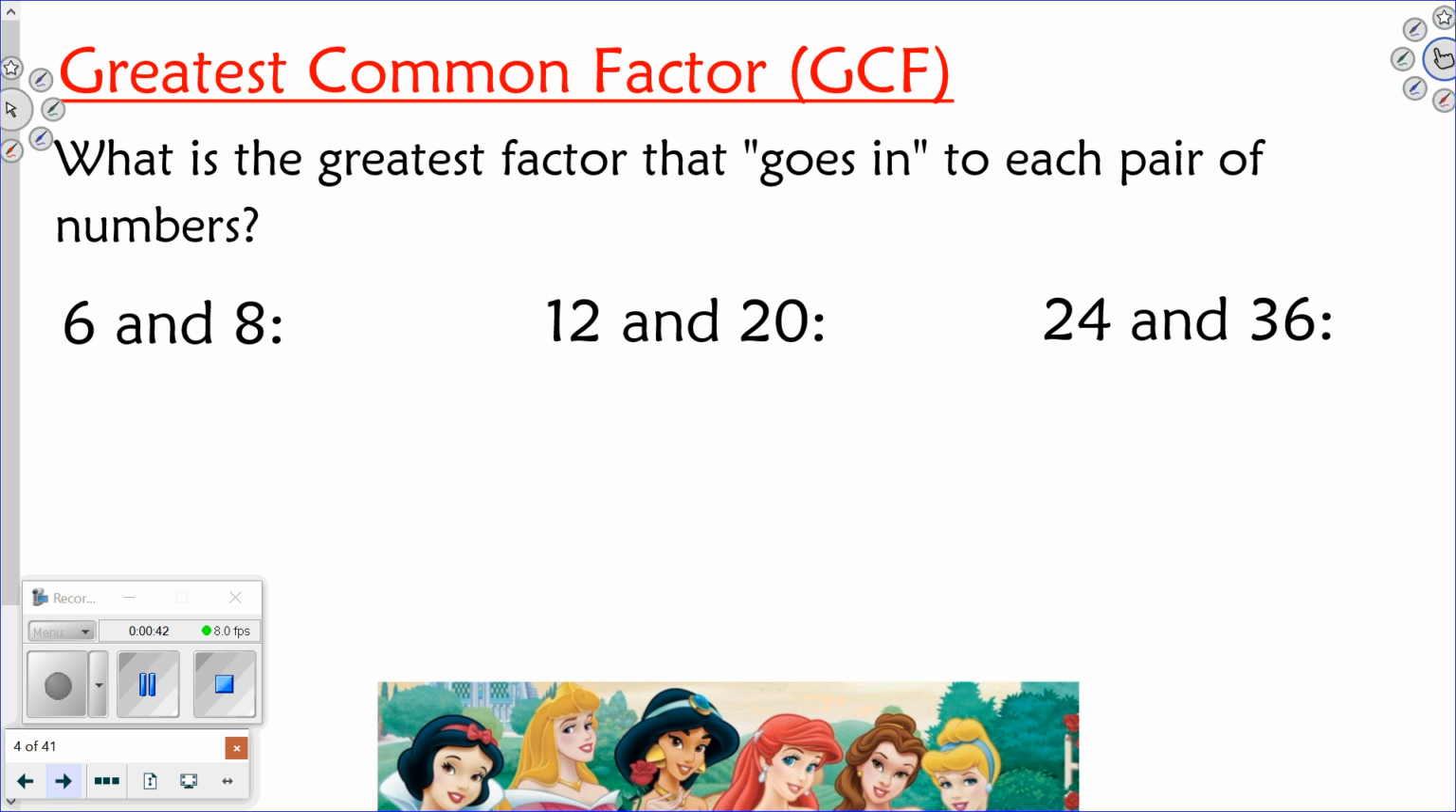So just talking first about what is a common factor. The greatest common factor is the biggest number that divides into both. So between 6 and 8, what is the GCF? It is 2. It's the only number that goes into both, right? What about between 12 and 20? 4. 24 and 36? It's 12.